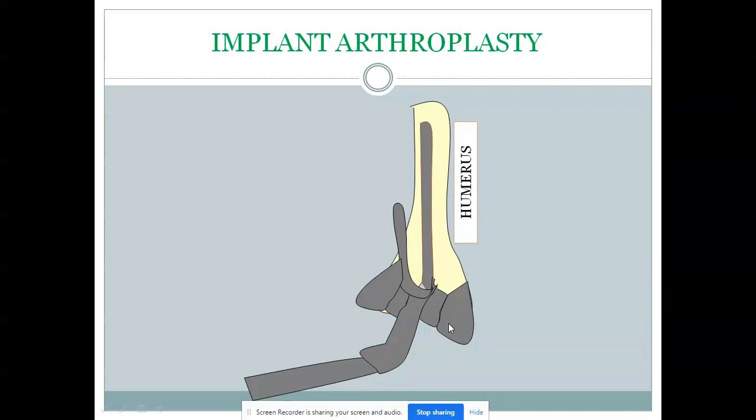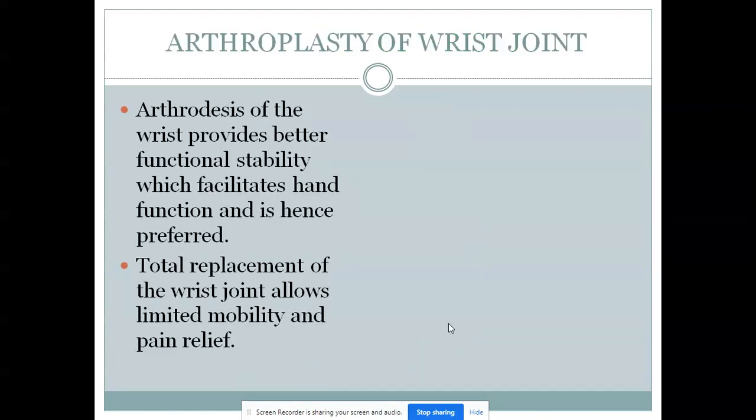What does the hinged arthroplasty do in the elbow joint? It does the hinged movement, that is flexion and extension. This is very important when you are doing the implant arthroplasty in the elbow joint: extension and flexion. Let's look at it again, flexion and extension. This is nothing but hinged movement, the metal or plastic hinge prosthesis.